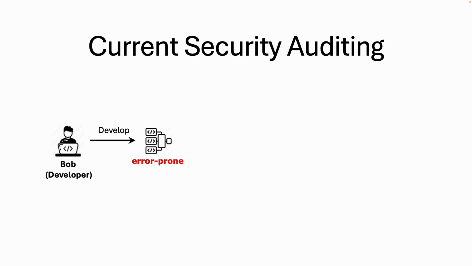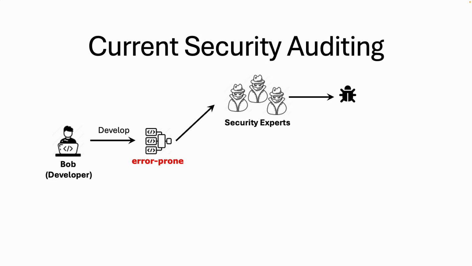Typically, there are two manners of security auditing. First, they can hire a group of security experts to check the code and find the underlying bugs manually. However, this plan is very labor intensive and can cost a lot of money to hire such security experts.